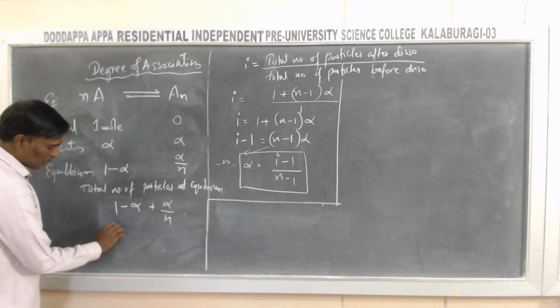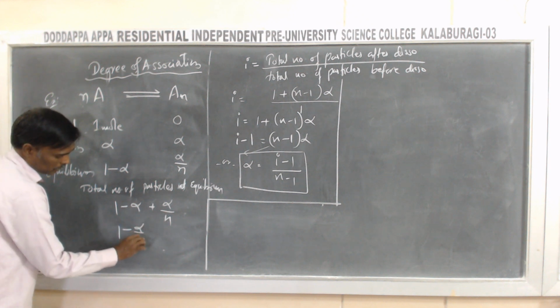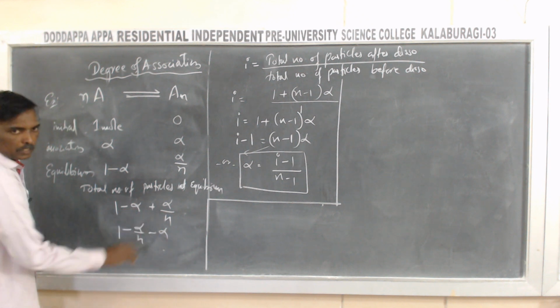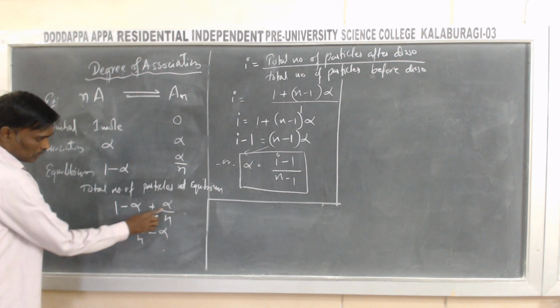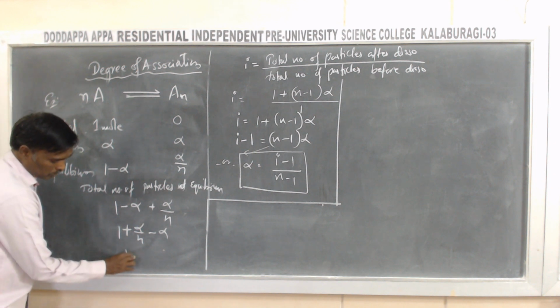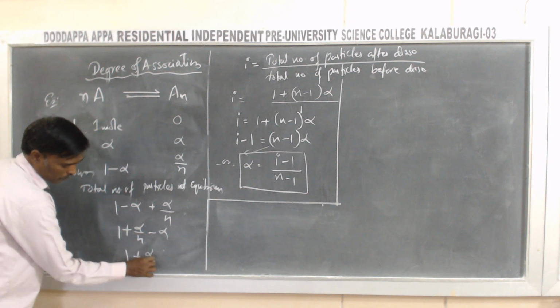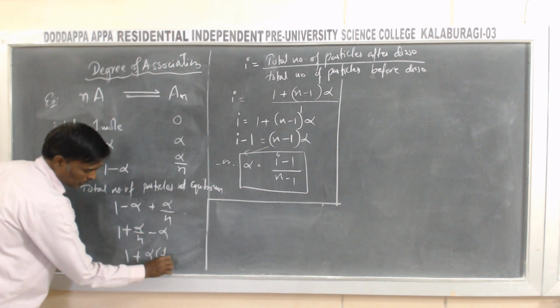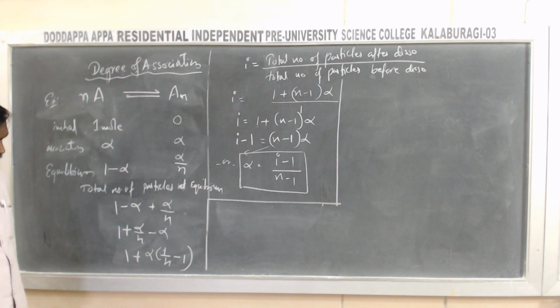Alpha by n. Next, let me write this as 1 minus alpha by n minus alpha. Just I will change this. First I have taken the positive term, then minus. Now 1 plus, in between these two alpha is the common, so alpha into bracket 1 by n minus 1.